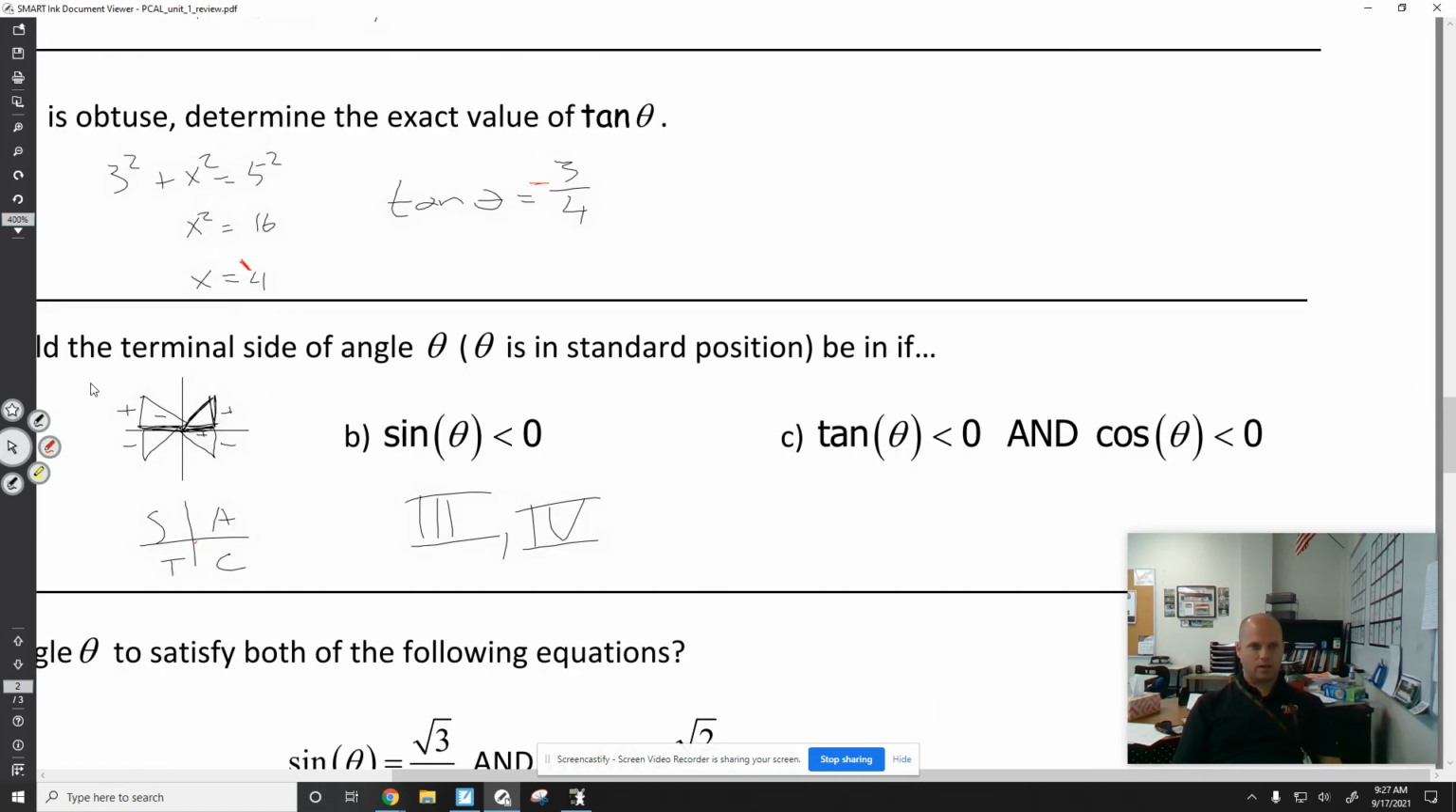Tangent's negative and cosine's negative. All right, well, tangent's negative here. Cosine's positive here. Tangent's negative here. When is tangent negative and cosine negative? You need to be moving left and opposite over adjacent needs to be negative. That's only in the second quadrant. Okay, I hope you understand that, either using triangles or ASTC.